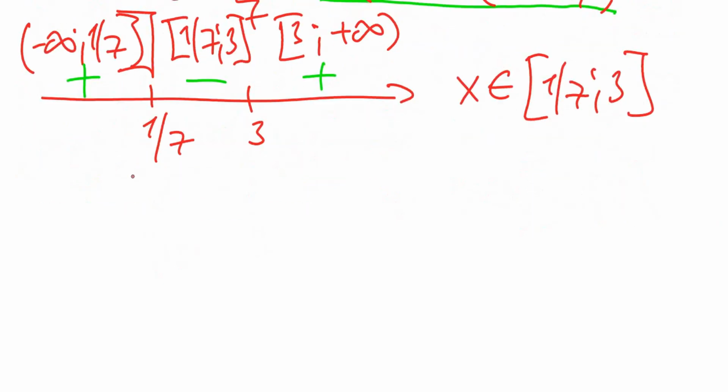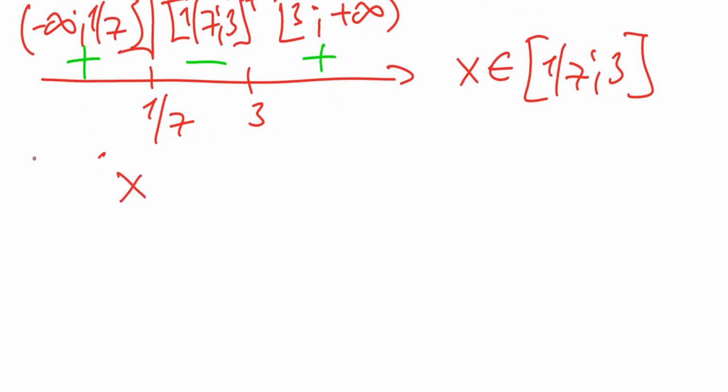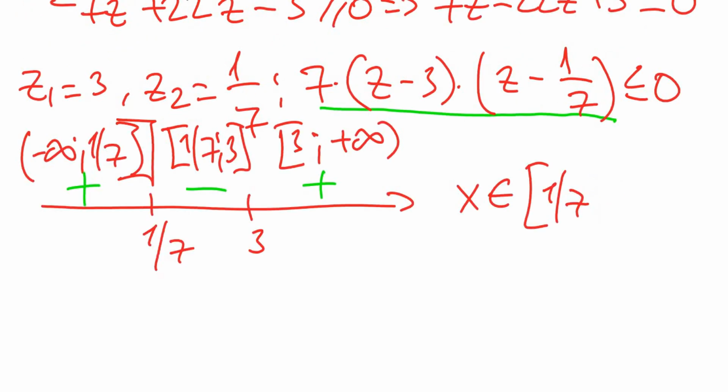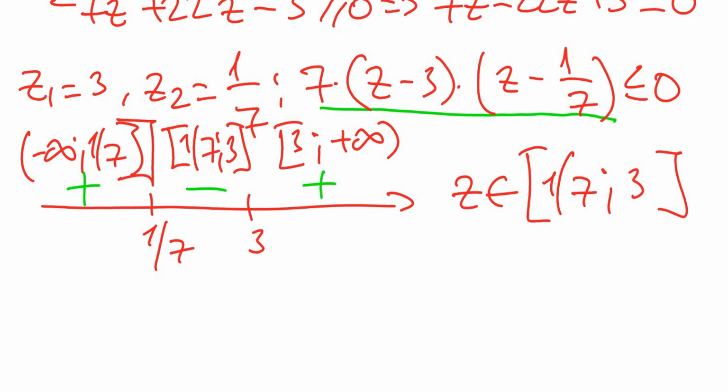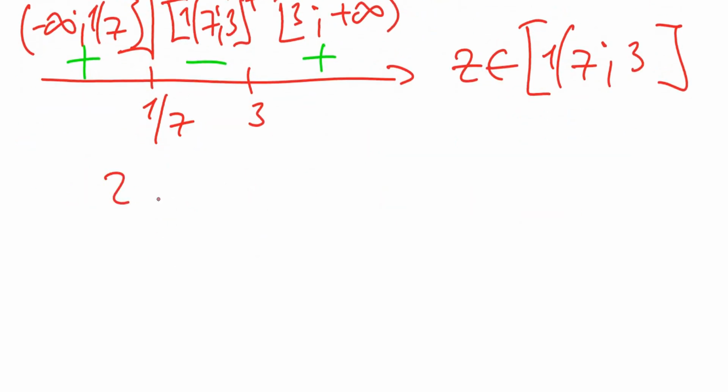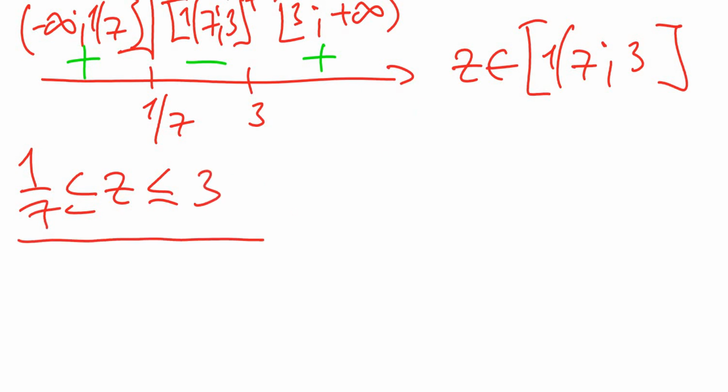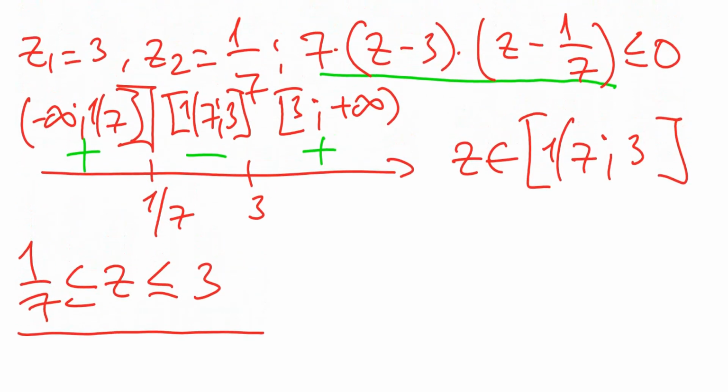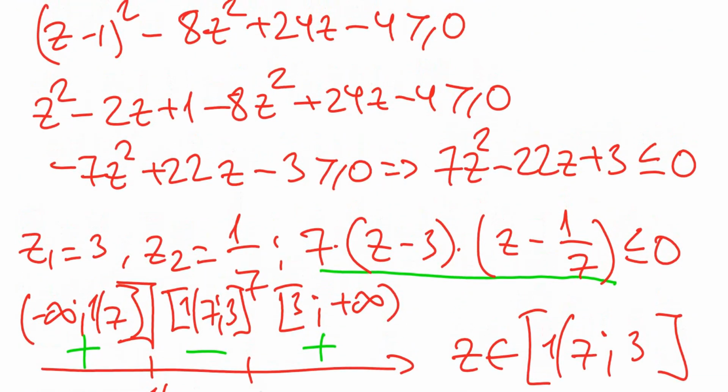Or in inequality form, x lies between 1 over 7 and, sorry, not x here, sorry. So here z, sorry for that. So z belongs to 1 over 7 up to 3. So therefore, in inequality form, z lies between 1 over 7 and 3. Now, knowing this, let me go back to our original question.